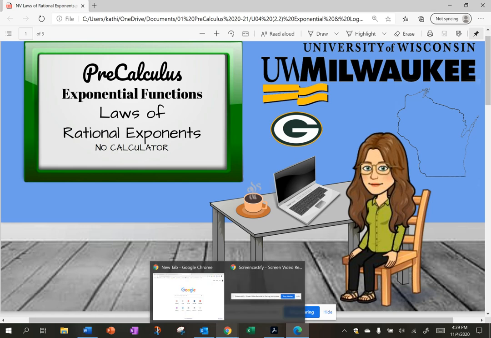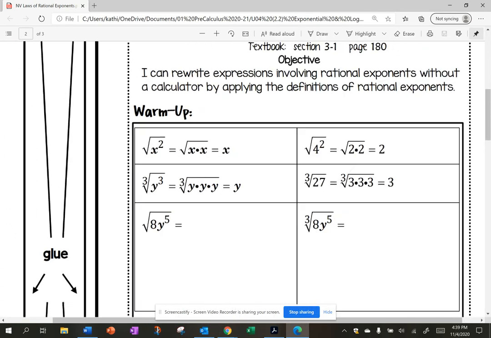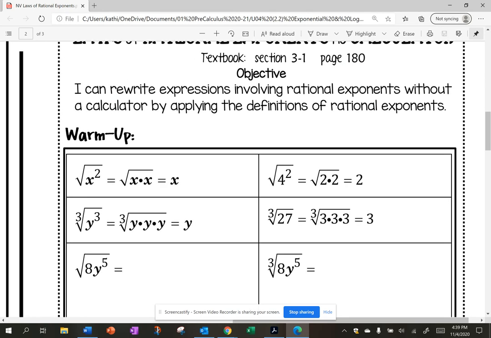Today's lesson is laws of rational exponents, and we will not be using a calculator. My learning objective is I can rewrite expressions involving rational exponents without a calculator by applying the definition of rational exponents.